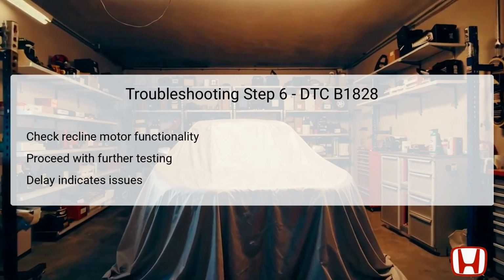During the sixth troubleshooting step, assess the results from the previously conducted test on the recline motor. If the motor runs smoothly, this indicates that the components related to power and movement are likely functioning correctly, allowing you to progress to the next step of diagnostics.